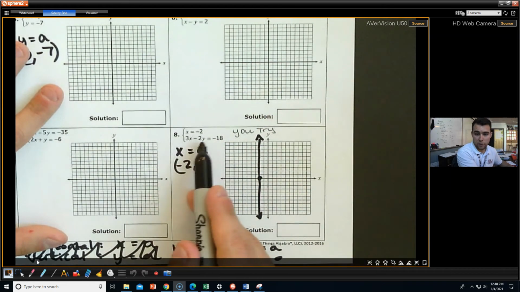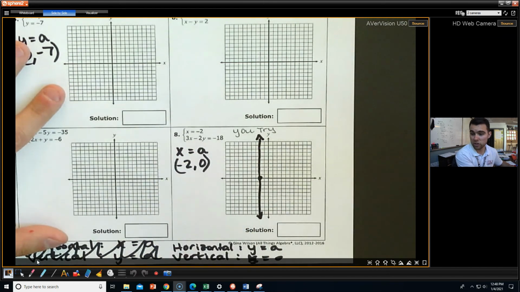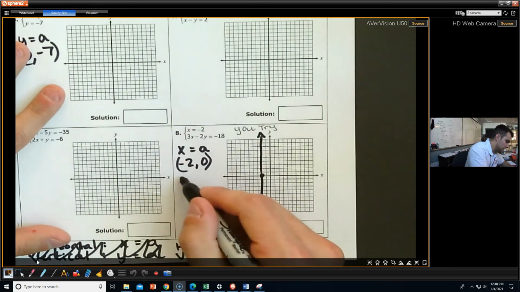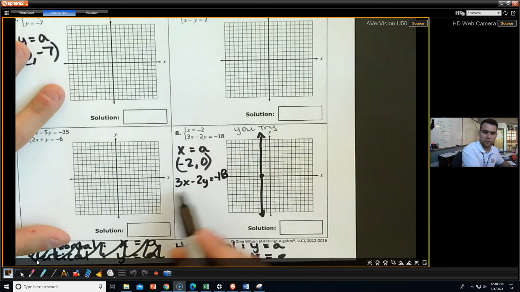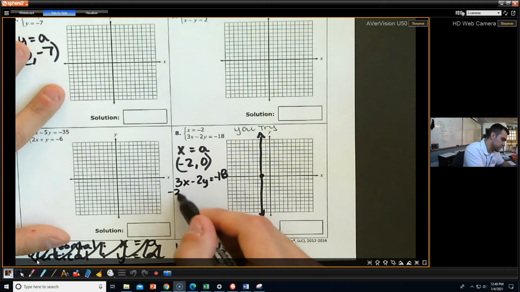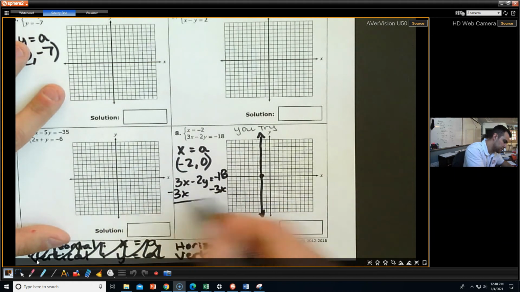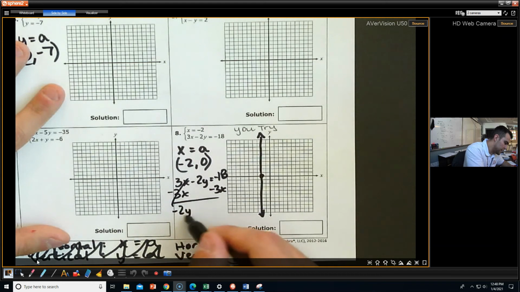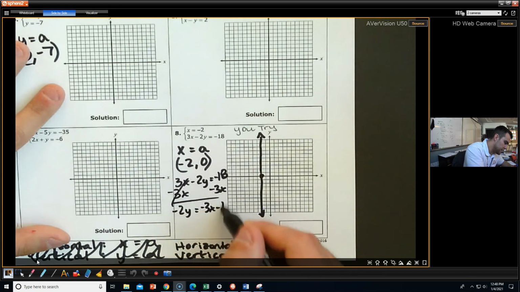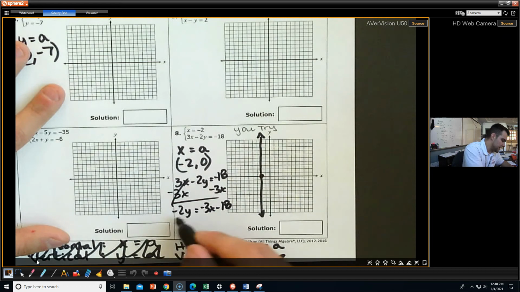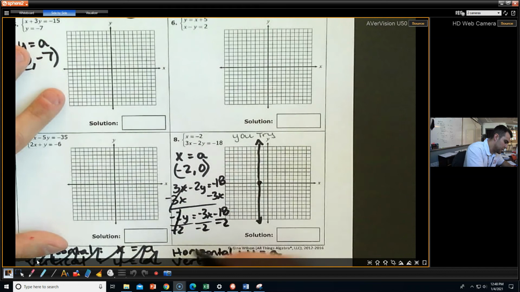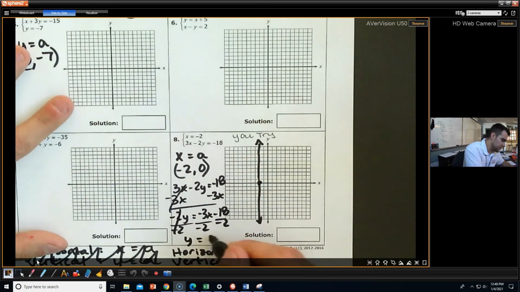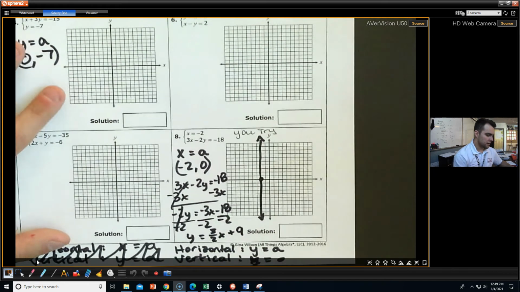We have this guy below it, this equation right here, that we're going to have to change into slope-intercept form. So again, if I have 3x minus 2y equals -18, I have to get rid of the 3x. The opposite is subtract 3x from both sides. And I'm left with -2y equals -3x minus 18. Divide everything by -2. And we end up getting y equals positive 3/2 x plus 9. All right, that was a lot.